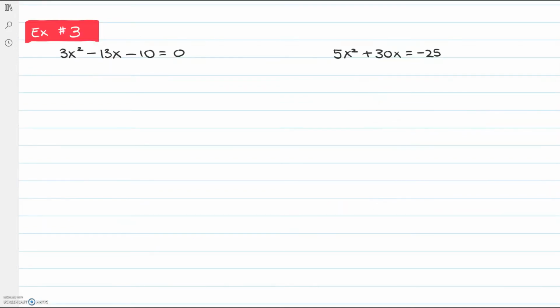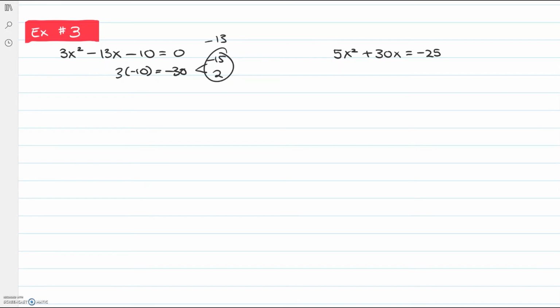Okay? We can use this to solve more complicated equations as well, so let's do that for our first one. I can't factor anything out of 3x squared minus 13x minus 10, but what I can do is this: 3 times minus 10 gives me minus 30, so I need to find two factors that add to give me minus 13 but multiply to give me minus 30.